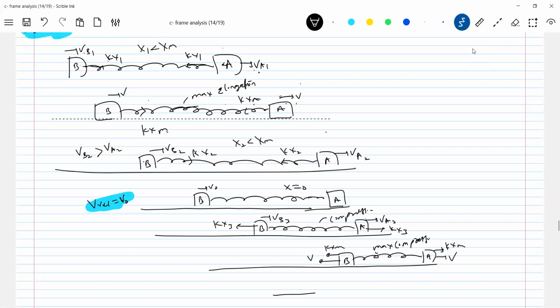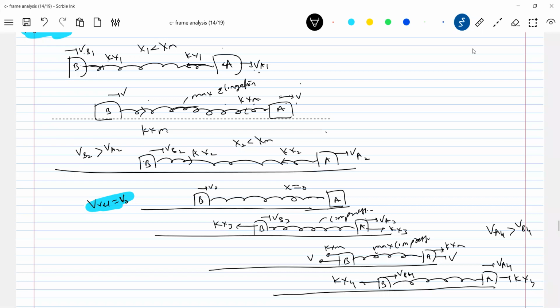Again it will come out of maximum compression. It will not immediately get natural length, so there will be a compression called x4. This will have velocity VA4 and this will have velocity VB4. Now what is the velocity? VA4 will be greater than VB4. This will be compression, with spring force acting. After this, again it will come to natural length. This sequence will occur here.